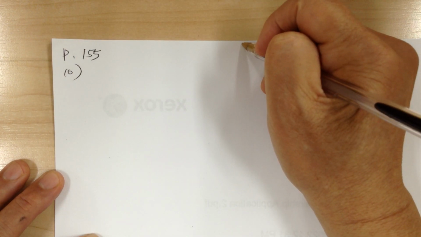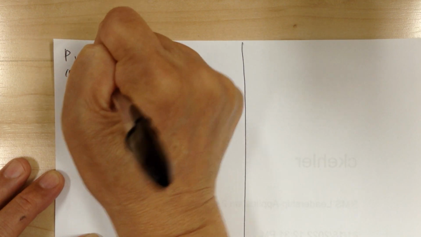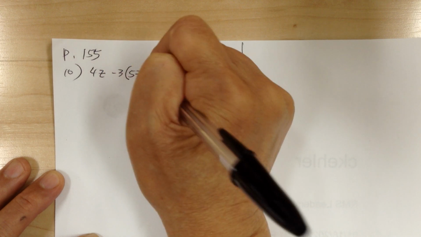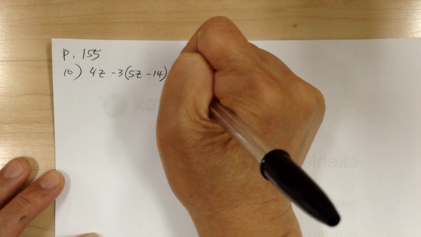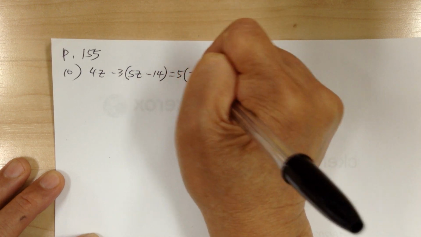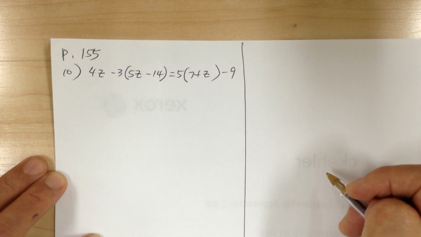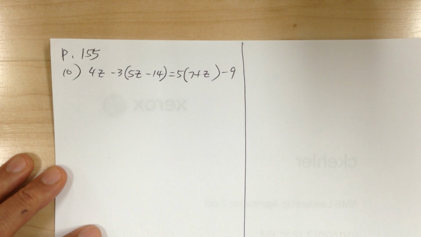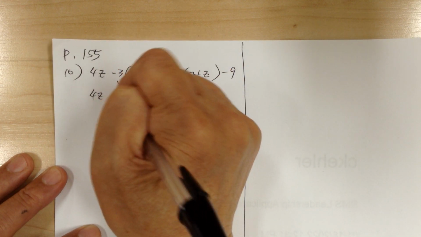Okay, let's go ahead and put it down. So you've got 4z minus 3 times 5z minus 14 equal to 5 times 7 plus z minus 9. Again, let's just use the distribution to get rid of parentheses. So you've got 4z, and then multiply, you get minus 15z.